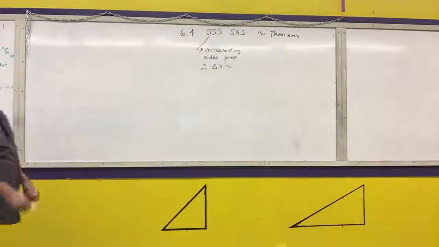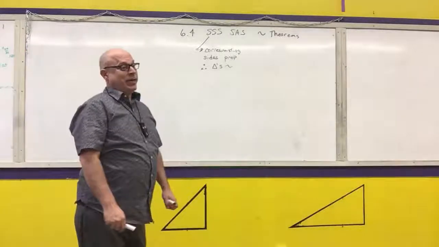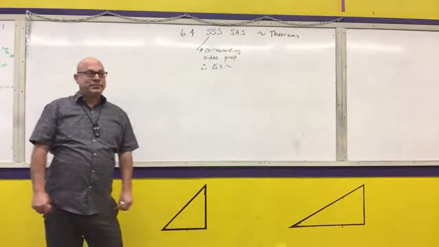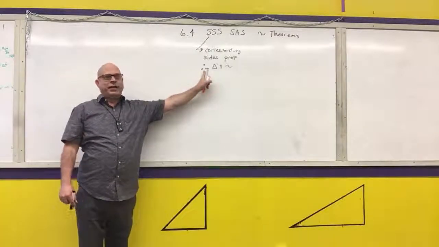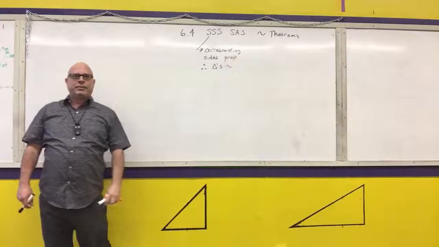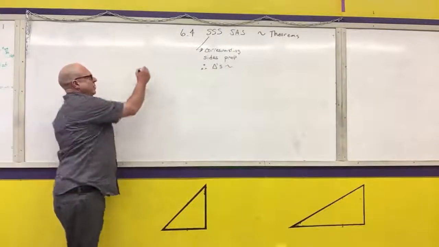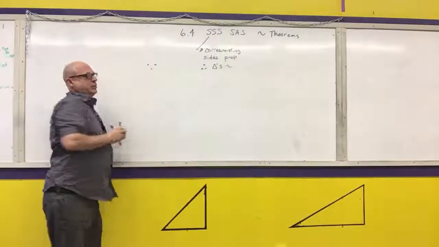Therefore, yes. Math shorthand. Three dots in a triangle like that is therefore. Three dots like this mean because.